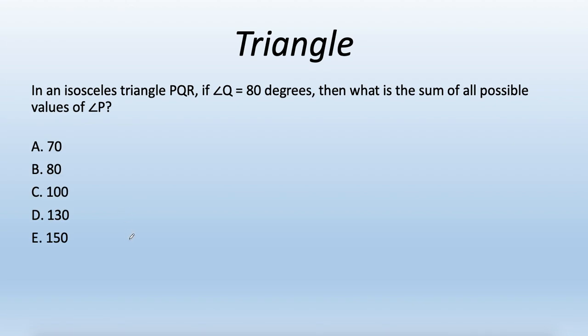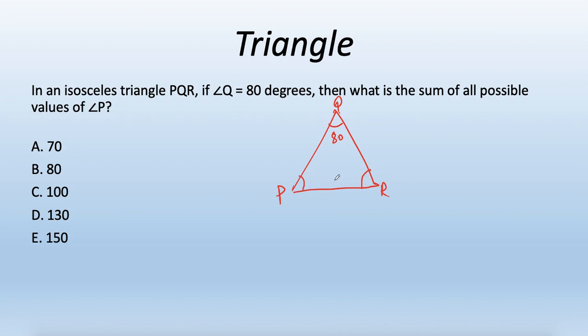Okay, this is another type of question for isosceles triangle. Just pause the video and try to solve this on your own. Okay, I assume that you have paused this and solved it on your own. Now let's discuss. We have isosceles triangle PQR, and angle Q is equal to 80. Then what is the sum of the possible values of angle P?